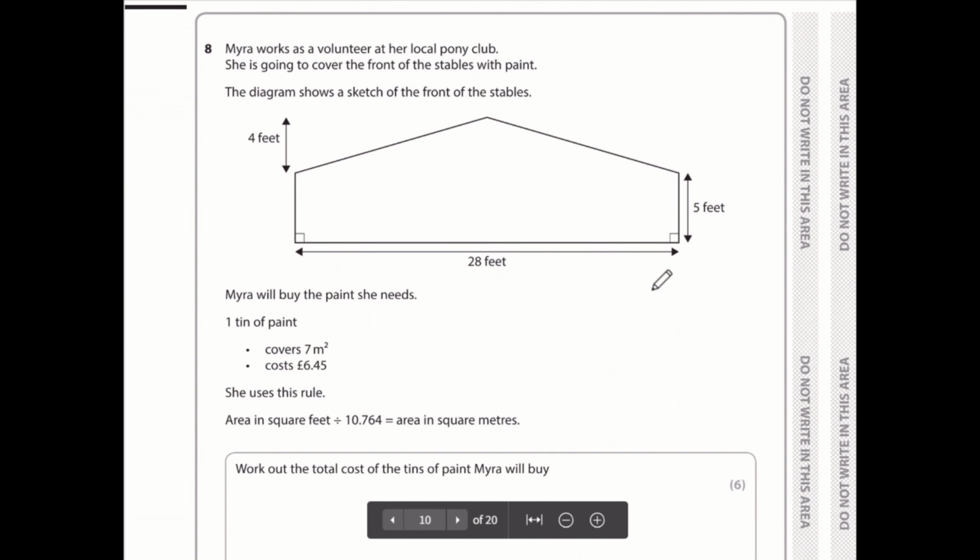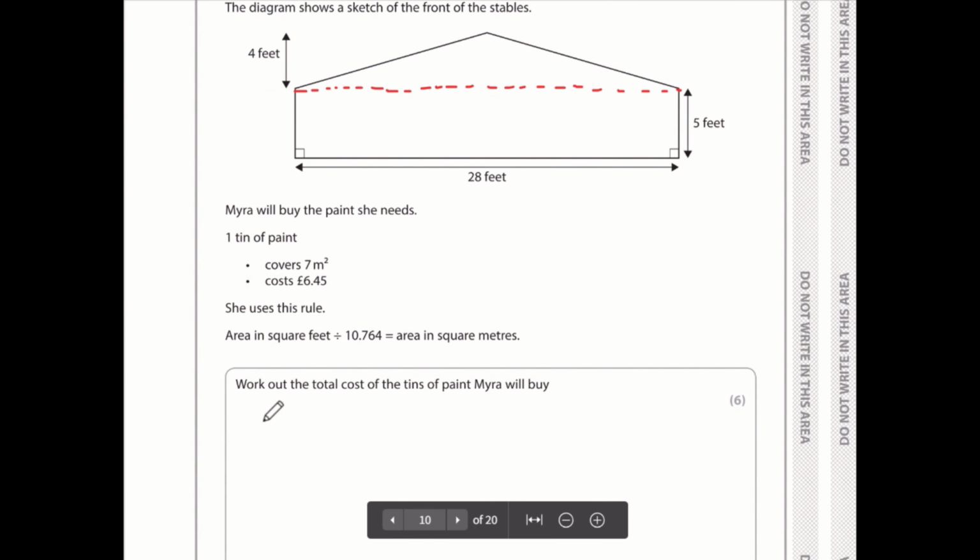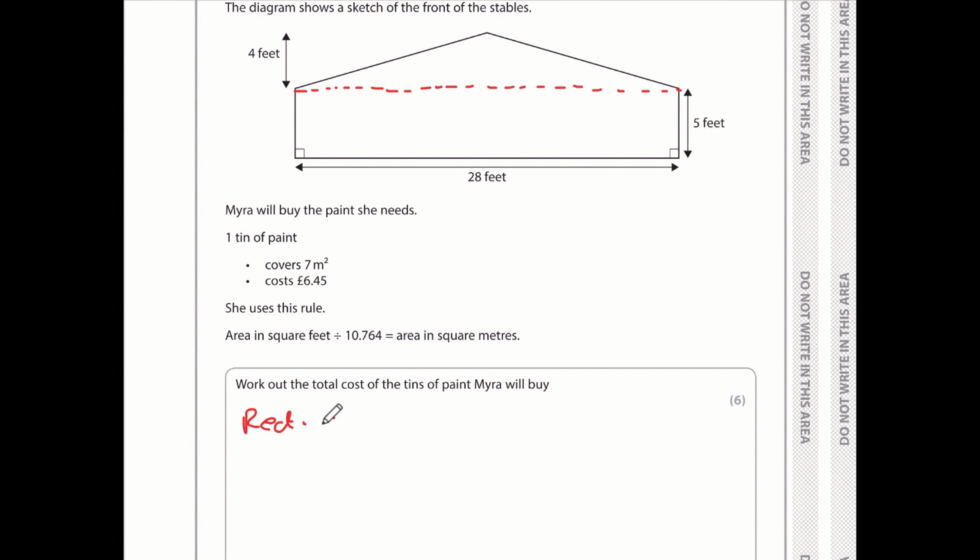Okay, question number 8. So we need to be careful here because not to be confused with feet and meters. So what I'm going to do first of all is work out the area of the front of the stables. It's a rectangle and a triangle. So the rectangle area, this is nice and easy. That's just 28 times by 5, and 28 times 5 is 140.